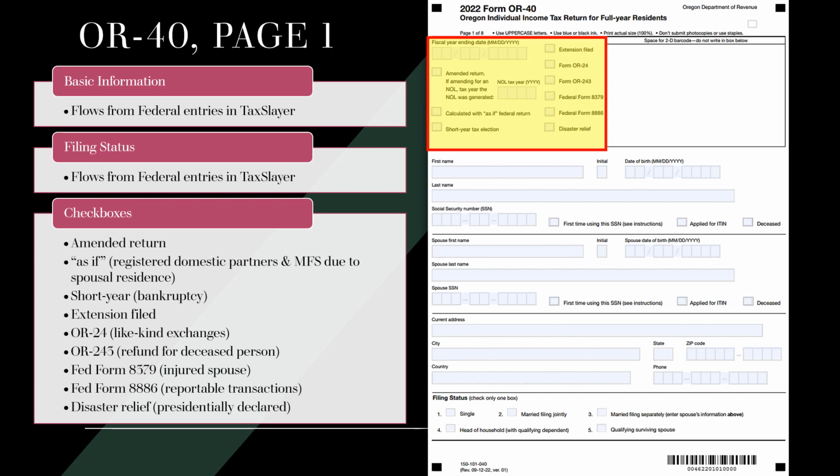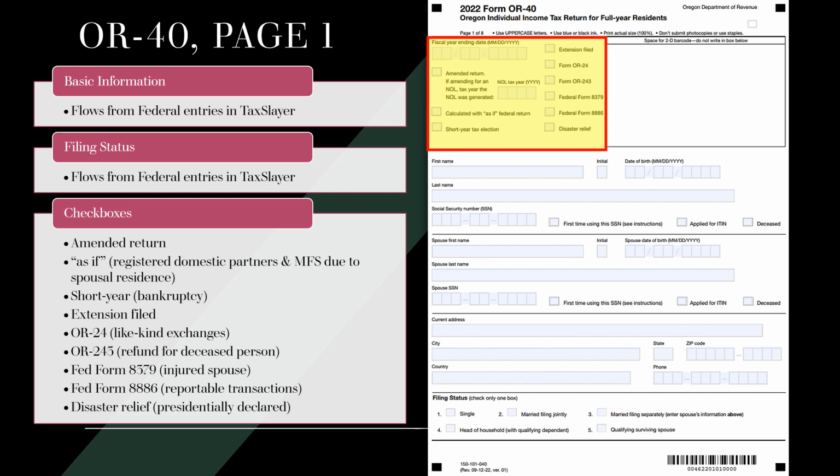The box for Oregon 24, which is a form, has to do with like-kind exchanges, and these would be out of scope for us. The box for Oregon 243 would be for claiming a refund for a deceased person, and this is something that we could possibly see.